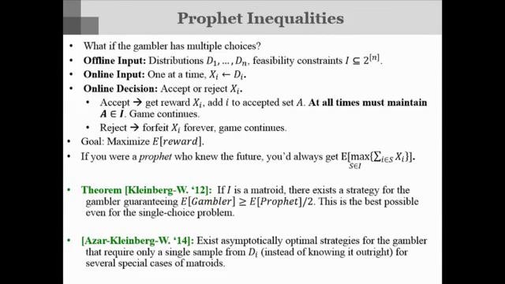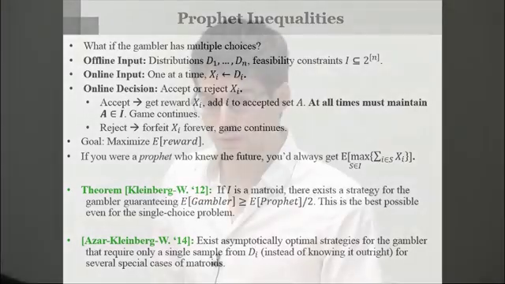Okay, and so recently people have been trying to study what happens if the gambler has multiple choices. So I'm going to change the offline input of the problem to be also a list of distributions, and there are going to be some feasibility constraints that say what elements you can simultaneously accept. The elements are still revealed one at a time, and you still have to decide online whether to accept or reject. Now the difference is when you accept an element, the game doesn't immediately stop. It just gets added to your accepted set of elements. And the catch is that at all times, your accepted set has to be feasible. Okay, so what you lose by accepting something is it'll prohibit you from accepting some other things in the future. Your goal is still to maximize your expected reward.